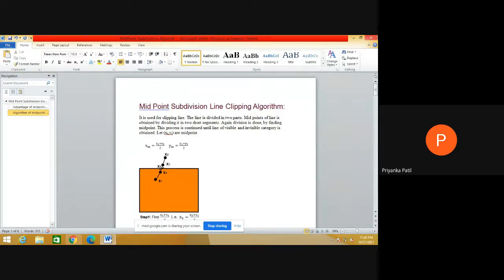Next topic is the midpoint subdivision algorithm for line clipping. Basically, this is the type of algorithm through which we clip the line and display the visible part of the line.